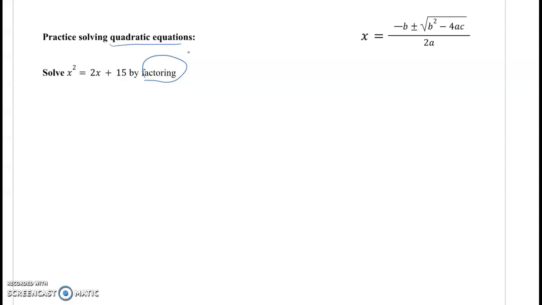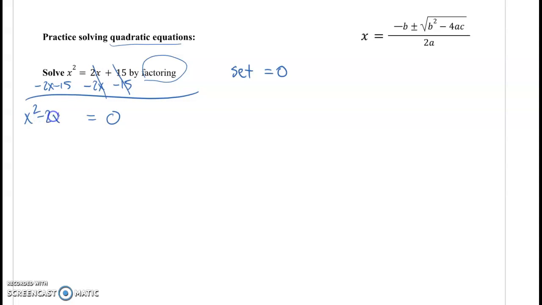Please join me on page 9 of your notes. Let's write some things down so that we can figure this stuff out. First thing you have to remember when we're factoring or using the quadratic formula, we need to make sure the equation is set equal to 0. So for this first example on page 9, I'm going to subtract 2x and 15 from both sides. That will make the right side 0. And on the left, we have x squared minus 2x minus 15.